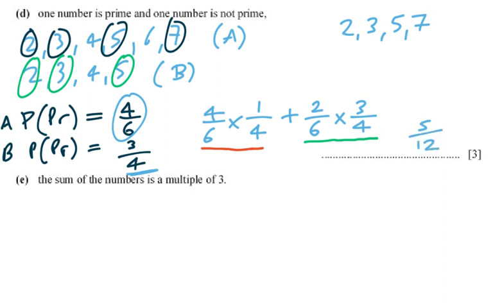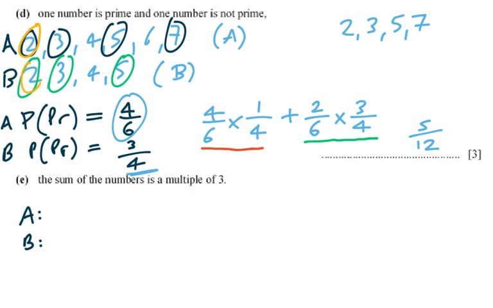5 over 12. Now, the last one's really easy to get wrong, just to make a careless mistake. So you've got to work out the probability that the sum of the numbers is a multiple of 3. So here I was just really quite systematic. So I started with A, and then looked at the combination of those numbers it would make with B. So I started with 2, and then looked at all the combinations it made with B.